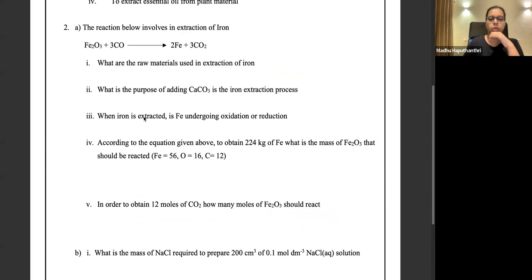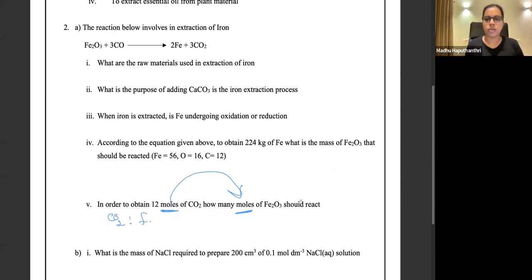In order to obtain 12 moles of CO2, how many moles of Fe2O3 should react? Now again we have to understand this: number of moles to number of moles, you can directly relate. Mass to mass is what you cannot relate directly. So then we'll take the ratio here.